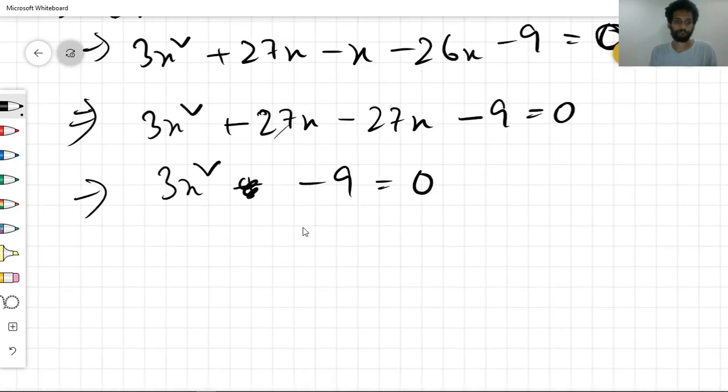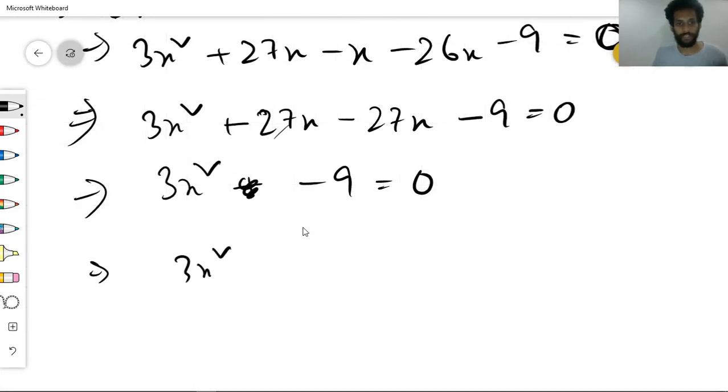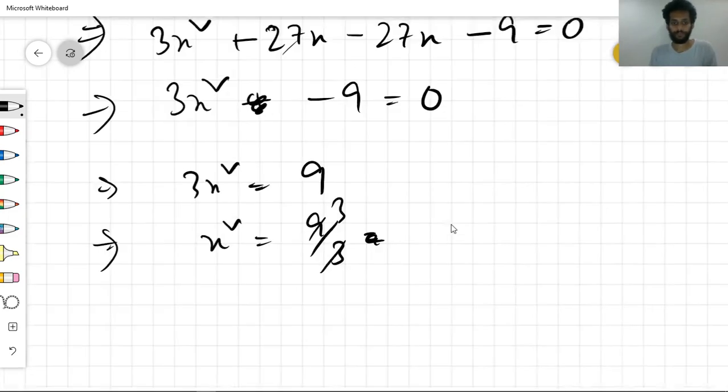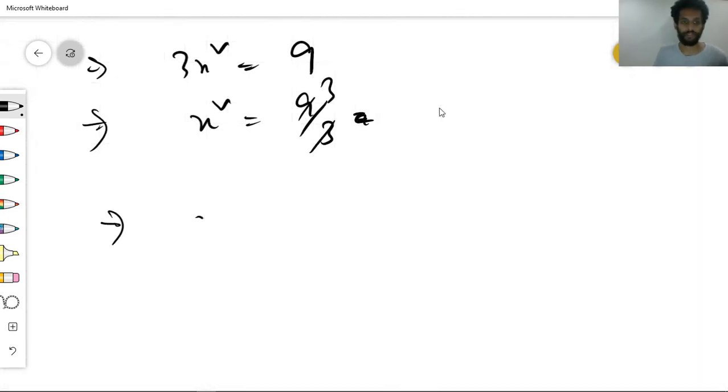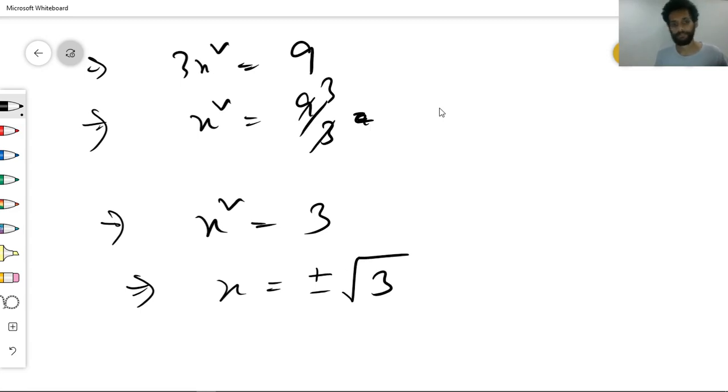So now 3x square is equal to 9, the 9 goes to the other side, so it will be plus 9. So x square is equal to 9 by 3, that is 3. So we got the value of x square. x square is equal to 3. So x will be plus or minus root 3, because the plus value can give 3, and the minus value also can give 3. So this is the answer for x.